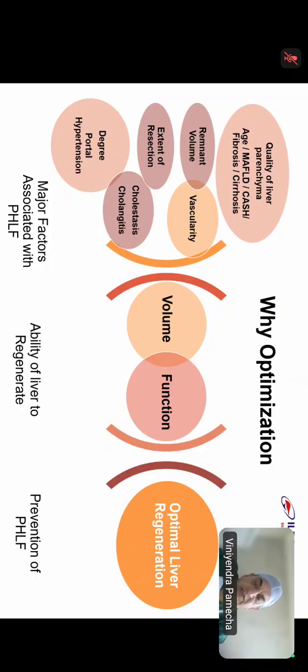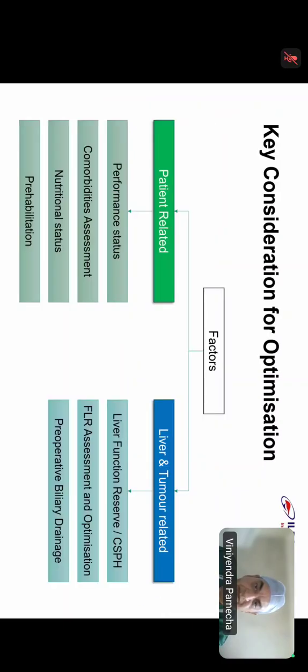Okay. Then cholestasis and cholangitis play a part. Then degree of portal hypertension. We'll come to all this later on as well. So it's about volume and liver, that is basically the ability of the liver to regenerate. And if you can tackle that, then optimal liver regeneration will happen and you can prevent it.